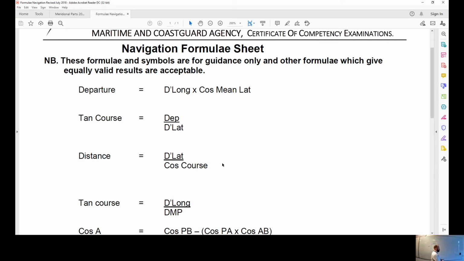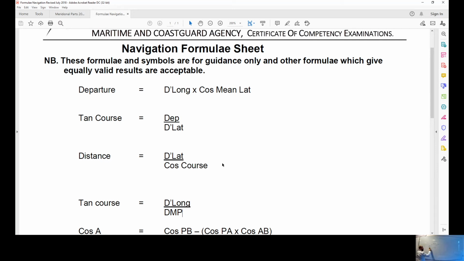What we can do is change our D lat into meridional parts and get a DMP, a difference of meridional parts. What we've essentially done there is change the latitude scale this time into minutes to get the course. Again, we're just using basic high school trigonometry, opposites, adjacents, and so on to get the tan of the angle. That's how we get the course.